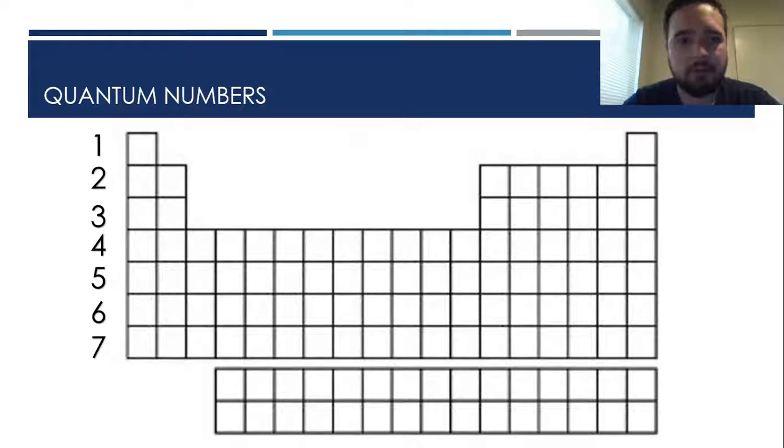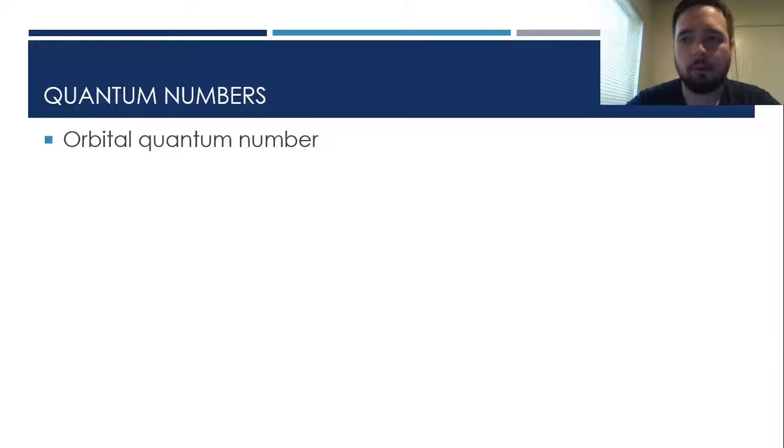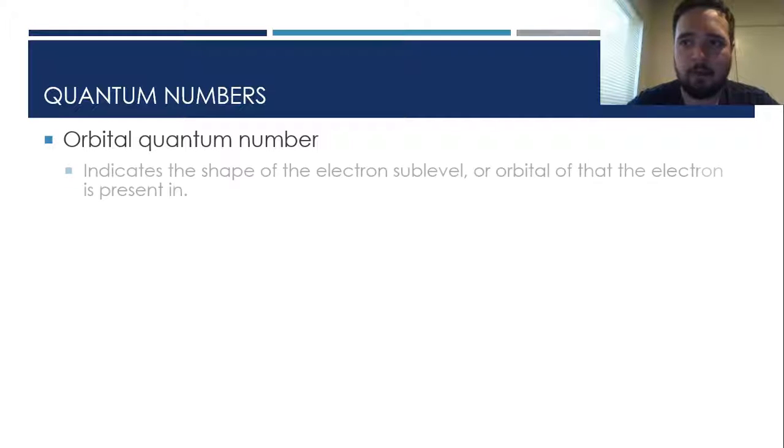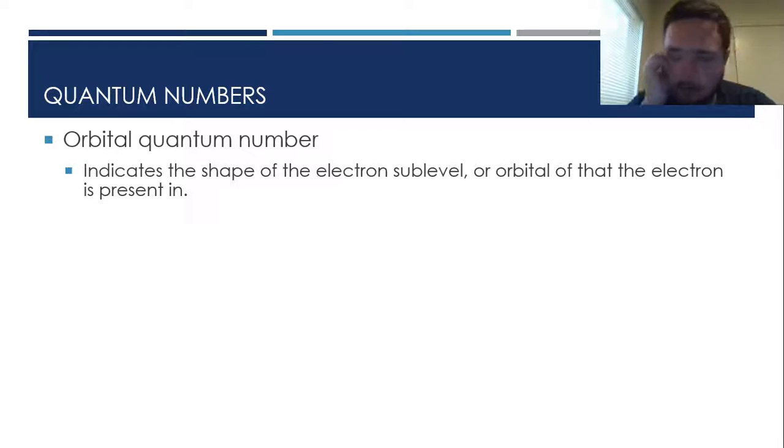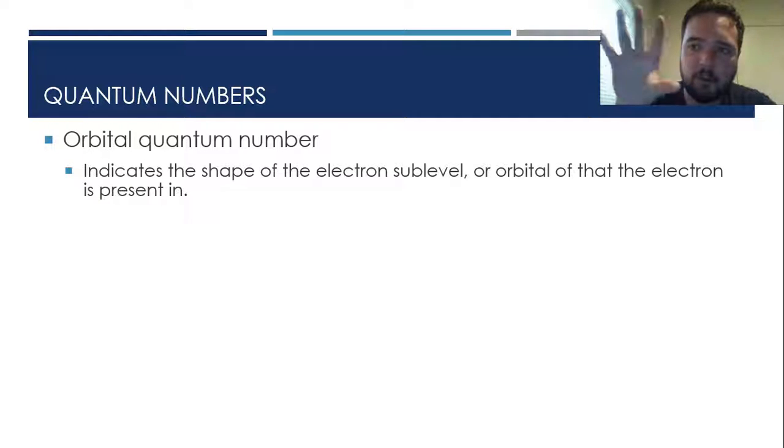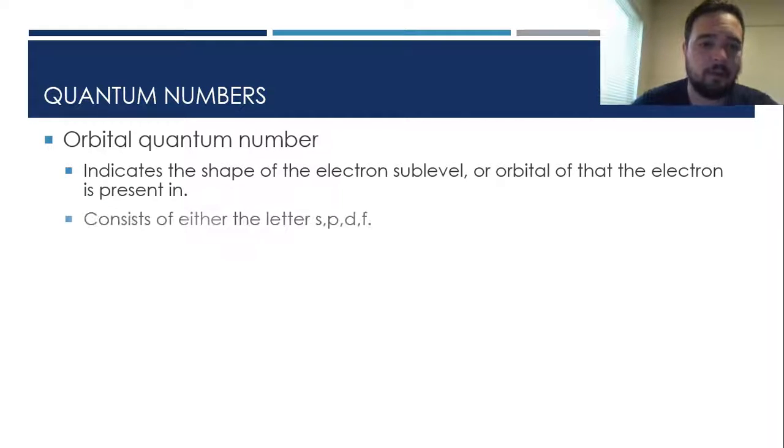With electron configuration, the next one is the orbital quantum number. This one's a little bit more funky. It indicates the shape of the electron sublevel, or orbital, that the electron is present in. Earlier in the quantum theory video, I briefly showed you what the shapes of these orbitals could look like and where these electrons could be. So each energy level has different shapes, and we assign these shapes quantum numbers in the form of letters.